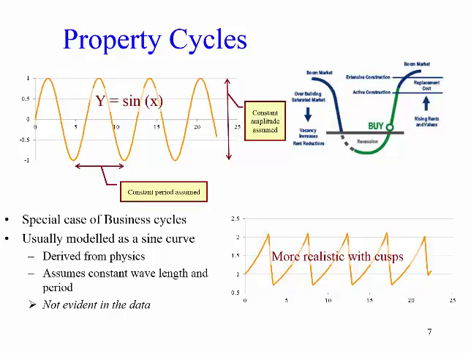Likewise, property cycles are usually modelled and presented as smooth sine curves derived from physics. And along with that assumption of the sine curve are the assumptions of regularity, both in terms of wavelength and amplitude. While it's appealing to be able to conceptualise property cycles as having such regularity, we do not find it evident in the data. In fact, predicting property cycles has proven to be extremely difficult and has been the cause of many lost fortunes.